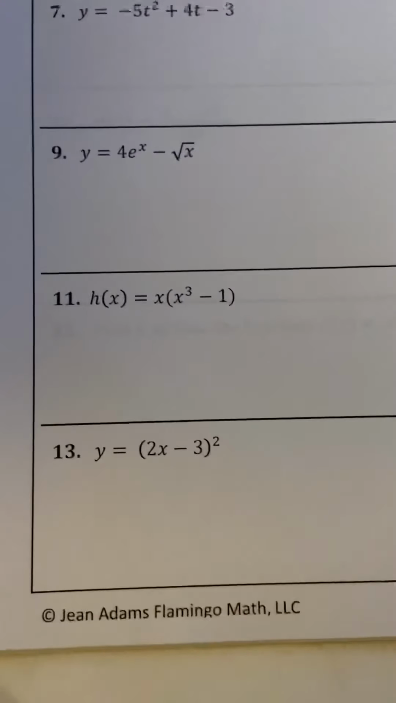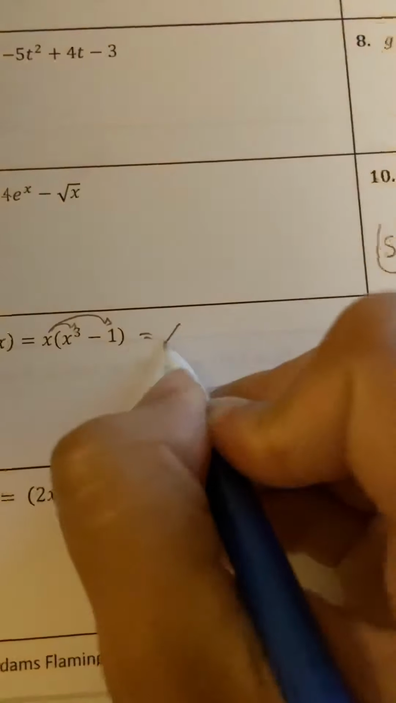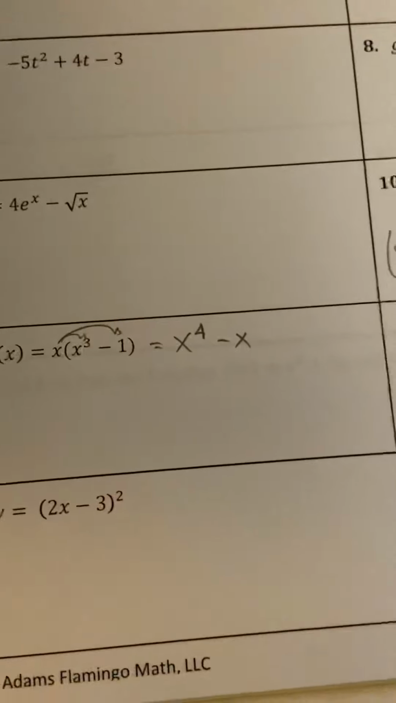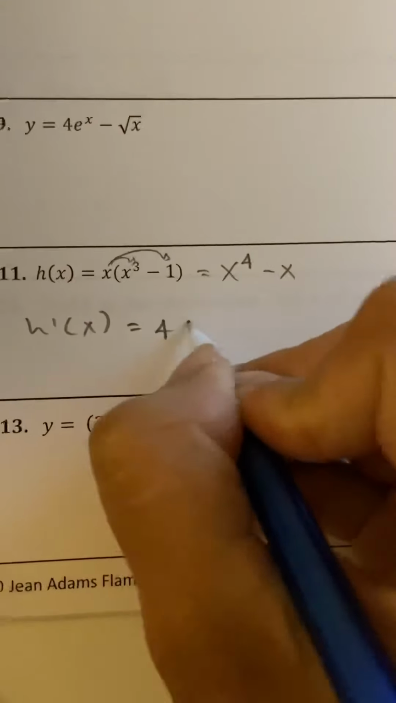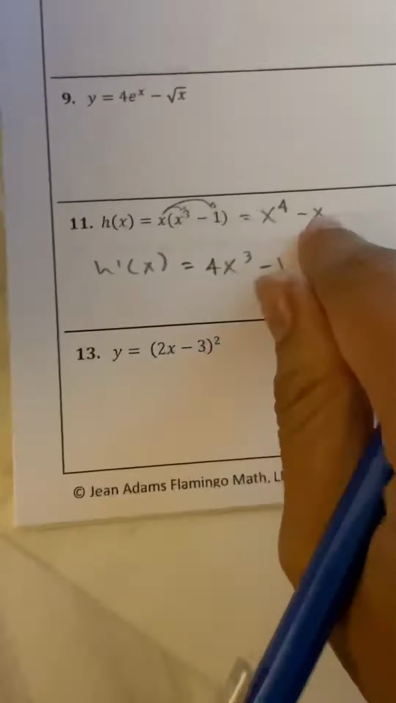Number 11, FOIL it out, or not FOIL it out, distribute that x, okay? So I would have x to the power of 4 minus x, and that's really easy to take the derivative of. So h prime of x is equal to 4x cubed minus 1. That's my answer. Okay, number 13, very similar. You just have to FOIL it out.